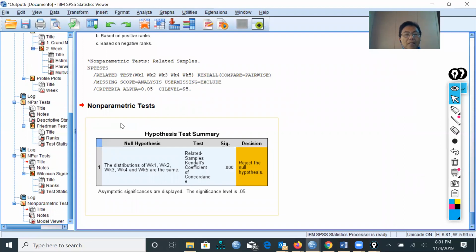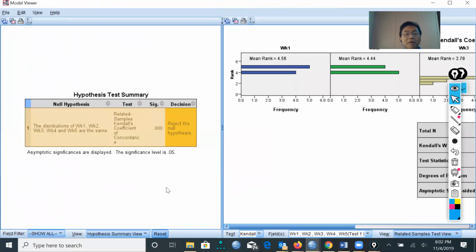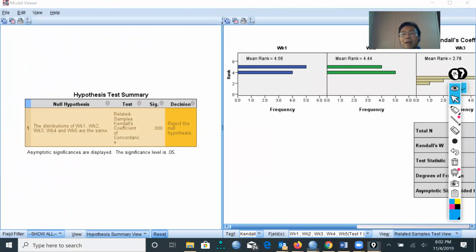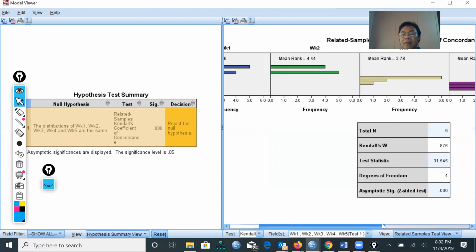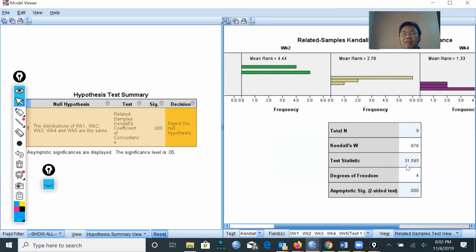Okay. And this is the test. This is actually the Kendall's coefficient of concordance, and you see that it is statistically significant, which simply means that there are differences between pairs of weeks. So what you do then is you double click this, okay? And this is what you have. And so you noticed earlier the test statistic of chi-square 31.54.